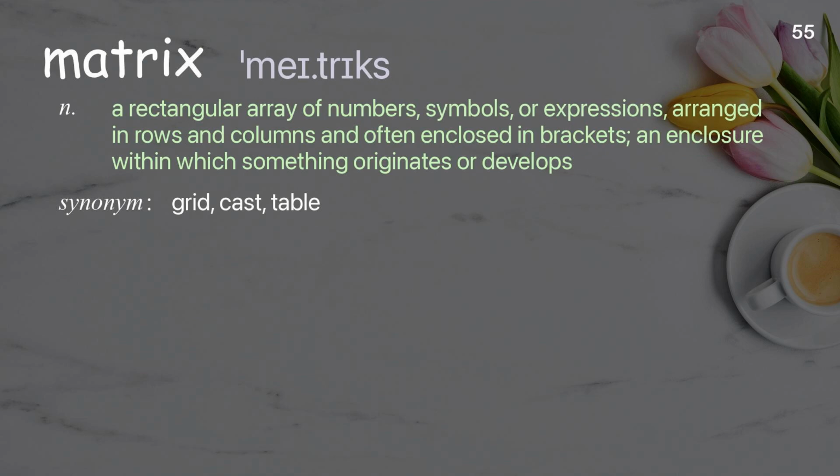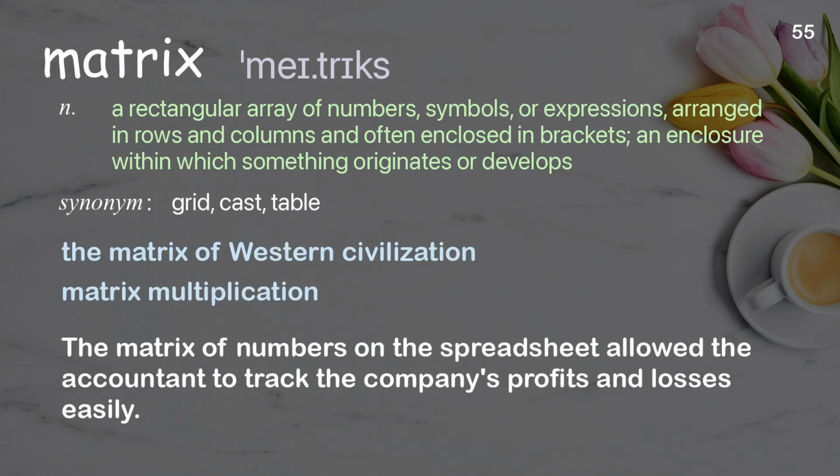Matrix: a rectangular array of numbers, symbols, or expressions arranged in rows and columns and often enclosed in brackets, an enclosure within which something originates or develops. Examples: the matrix of Western civilization, matrix multiplication. The matrix of numbers on the spreadsheet allowed the accountant to track the company's profits and losses easily.